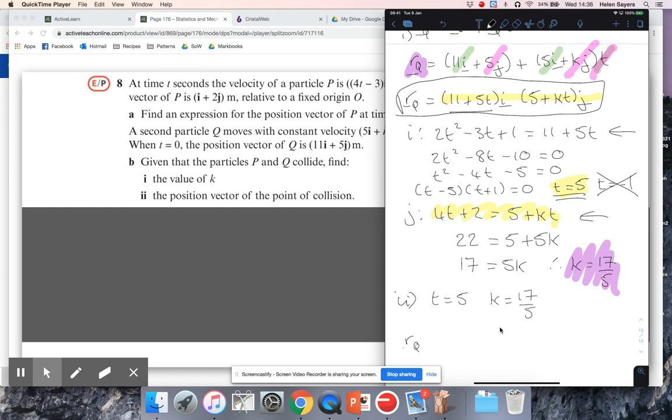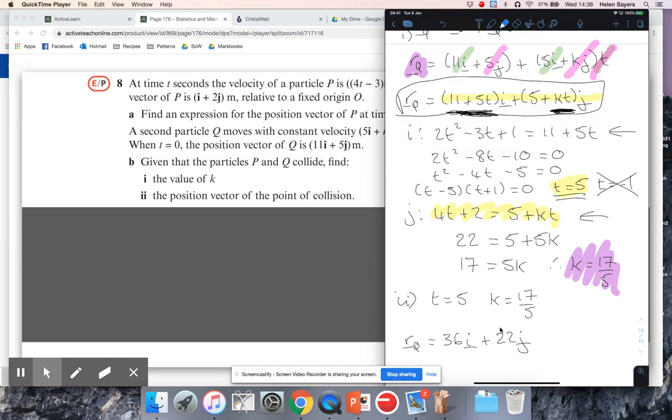So using those values, the position of q is going to be 11 plus, so if t is 5, that's going to be 11 plus 25, so 36i. And k is 17 over 5, and t is 5, that's just going to be 17. Oh, sorry, I missed a plus from that. Plus, so I'll double check this, I think I get 22j. Okay, so that would be my answer.